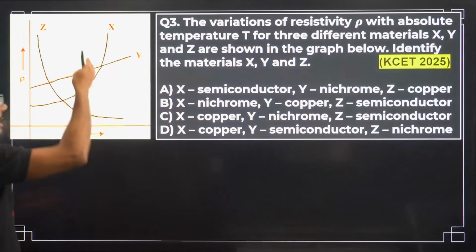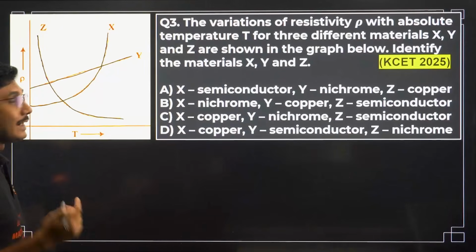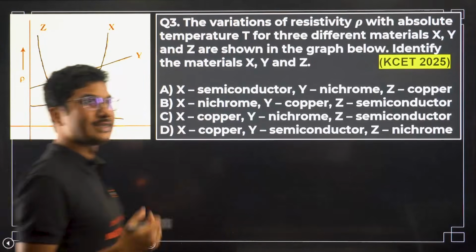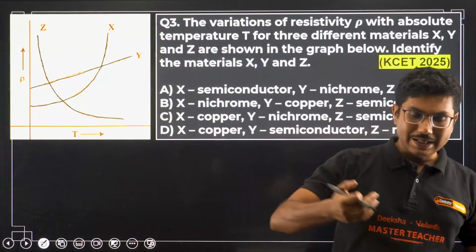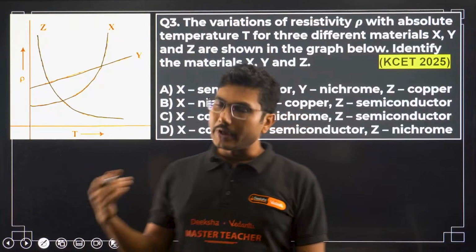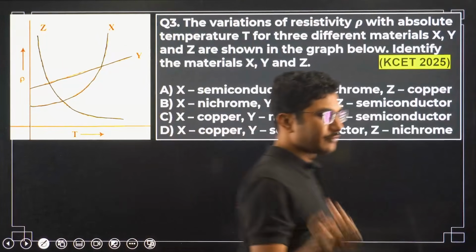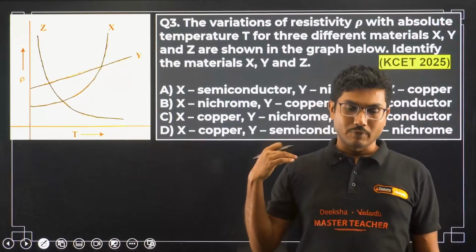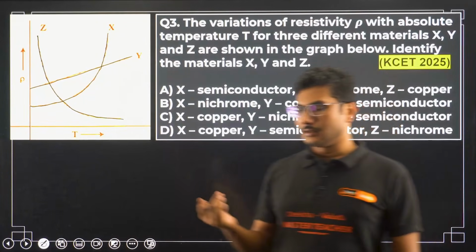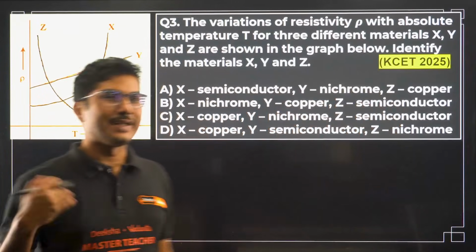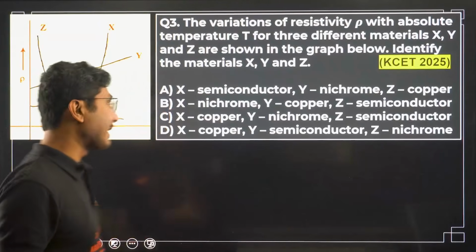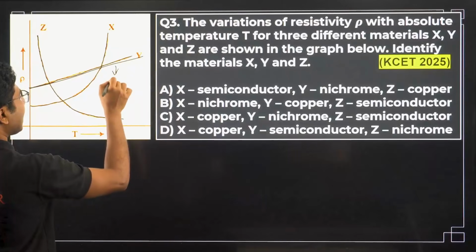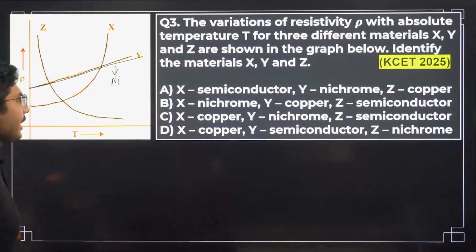Now let us come back to our figure and identify one by one. So nichrome is a material which has a fixed resistivity. Okay, I missed that during our regular lecture, but don't worry, we will cover it in our future videos. Nichrome is a material having almost fixed resistivity. Its resistivity varies very little with temperature, and it varies linearly. So obviously Y is our nichrome.